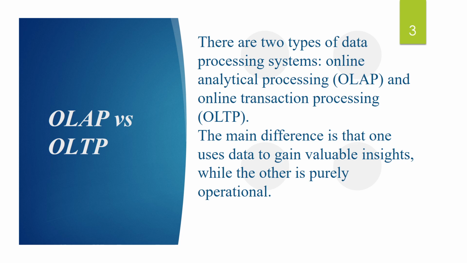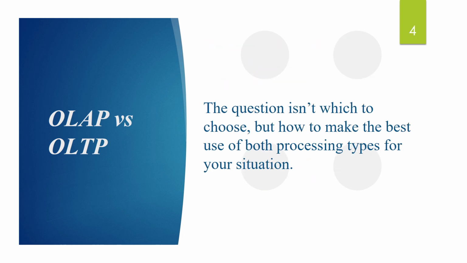Within the data science field, there are two types of data processing systems: online analytical processing, OLAP, and online transaction processing, OLTP. The main difference is that one uses data to gain valuable insights, while the other is purely operational. However, there are meaningful ways to use both systems to solve your daily data problems. The question here isn't which to choose, but how to make the best use of both processing types for your situation.